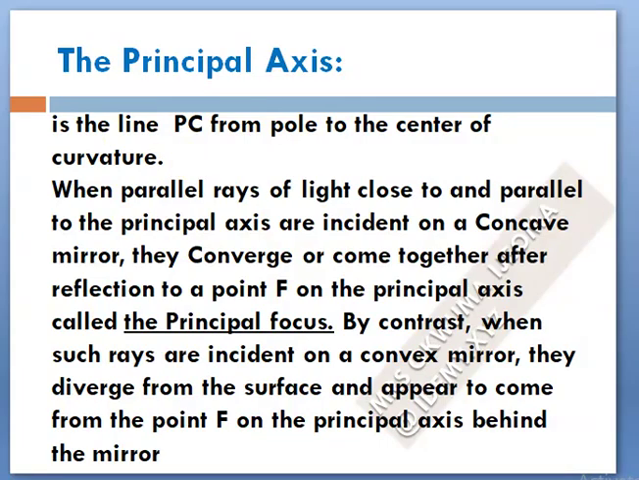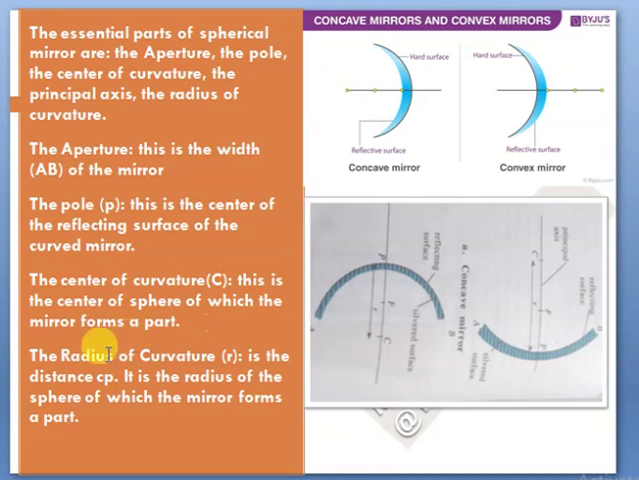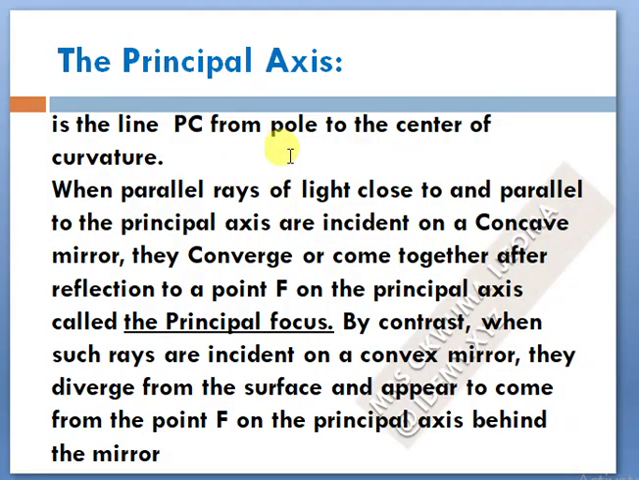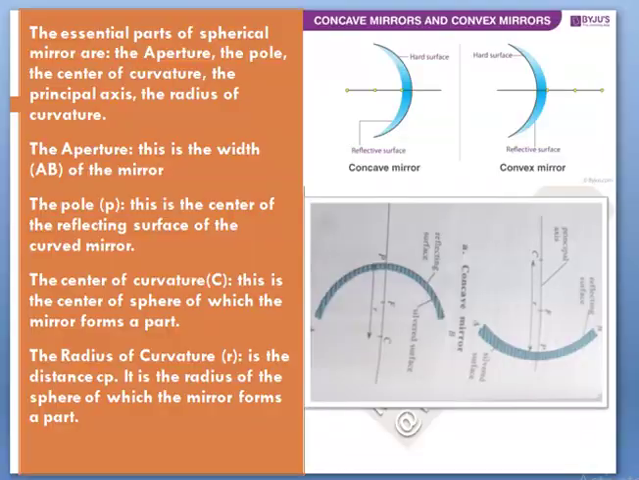It's talking about the line. Remember the radius of curvature, we say it is the distance CP. But the principal axis, we say it is the line PC from pole to the center of curvature. So this line, the straight line, not the distance now, the straight line from the pole to the center of curvature is your principal axis. Let's see for the convex. From the pole, that straight line to the center of curvature, that is your principal axis. Look at it here. This line represents your principal axis.